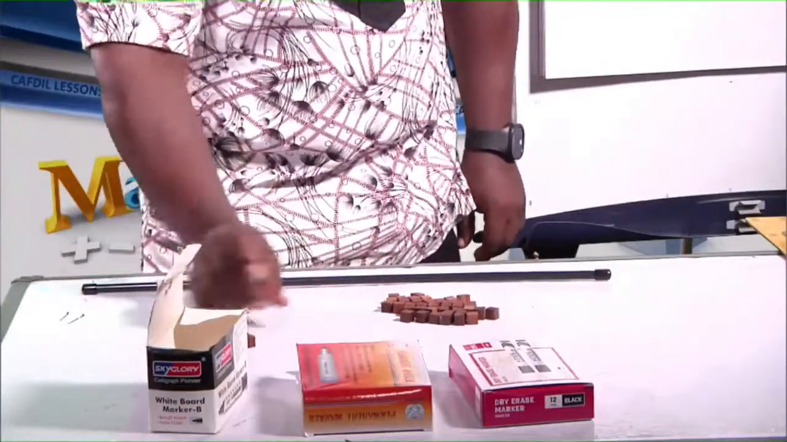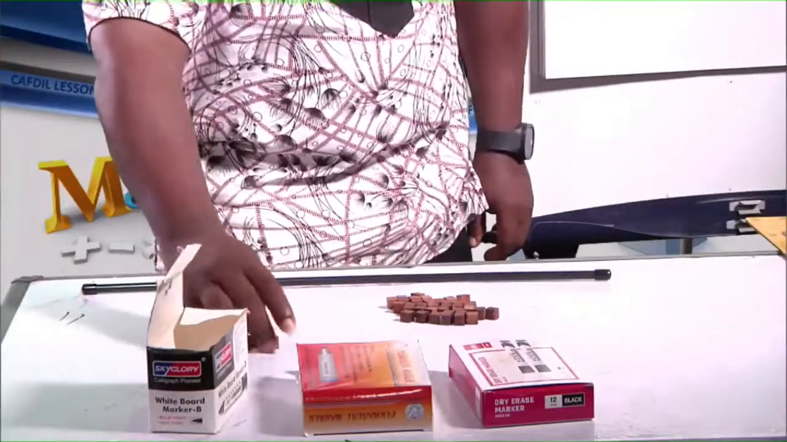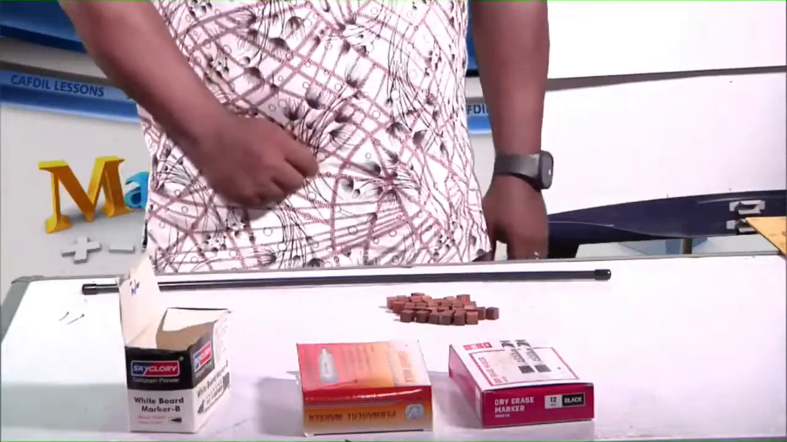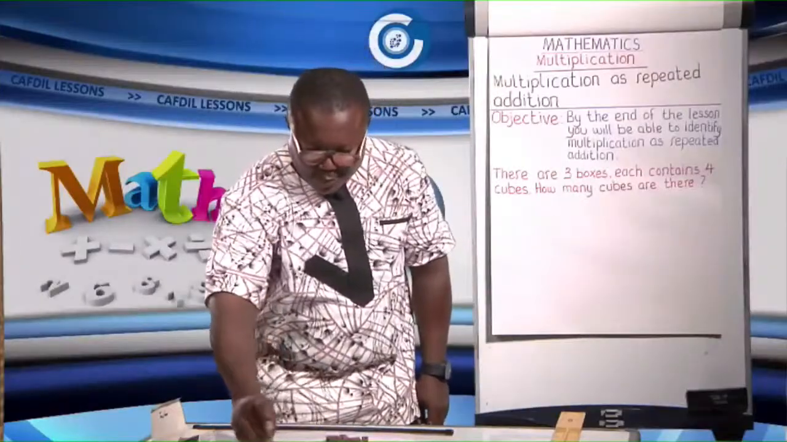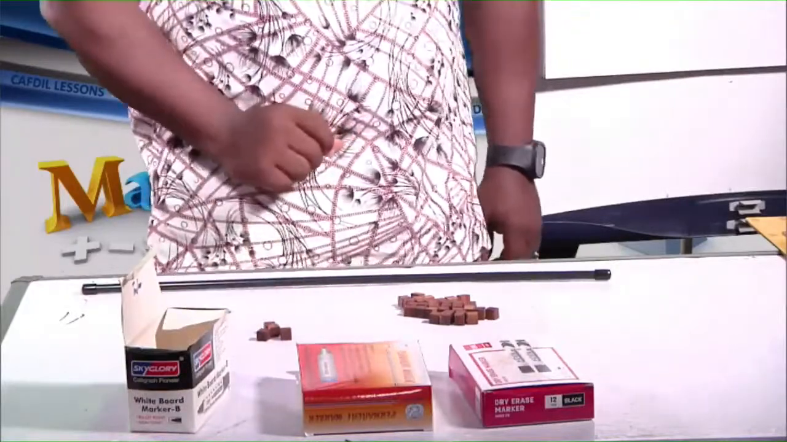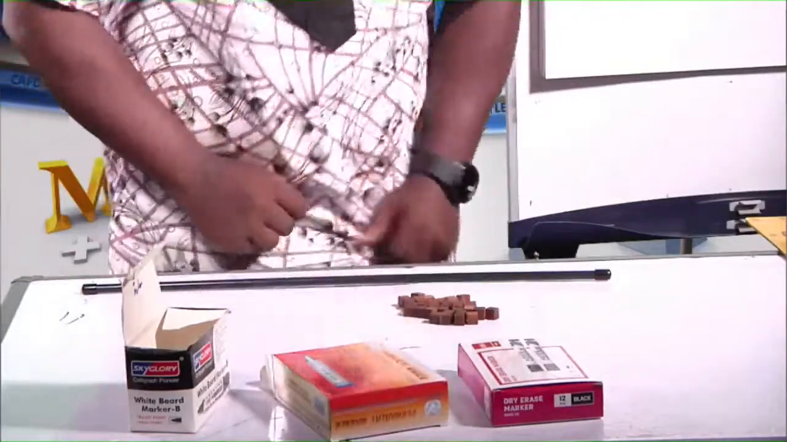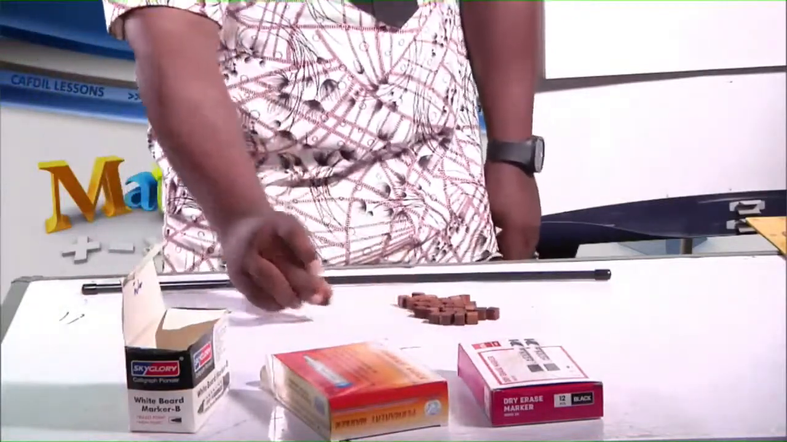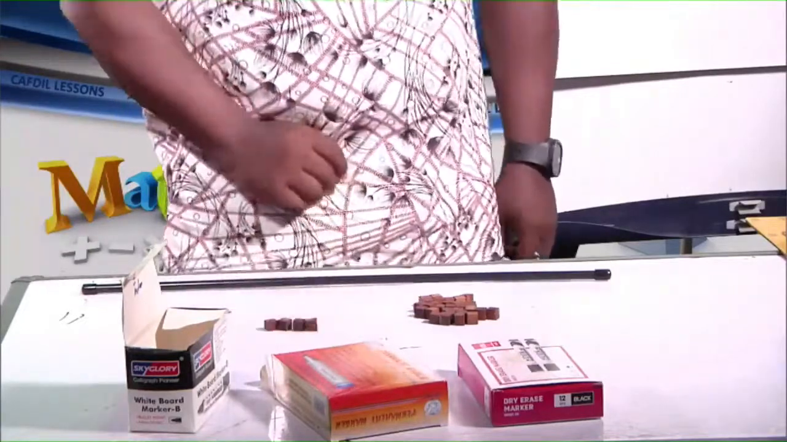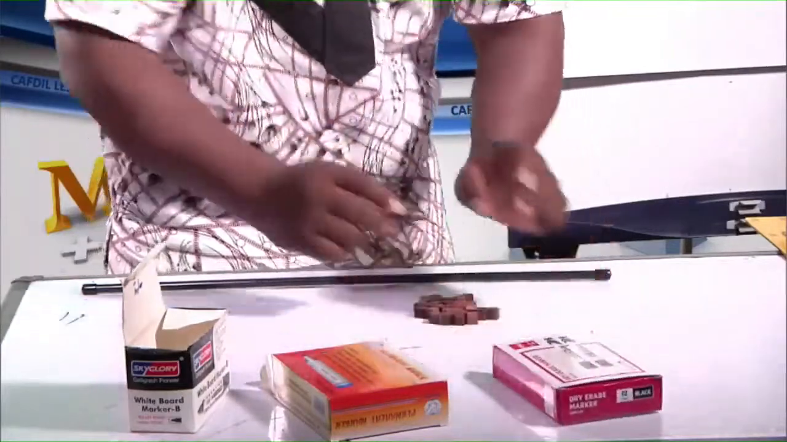1, 2, 3, 4. So I have the 4 cubes. I put it in one box. 1, 2, 3, 4. Another 4 cubes. I put it in the other box. Then another one. 1, 2, 3, 4. Another 4 cubes. I put it in the box.